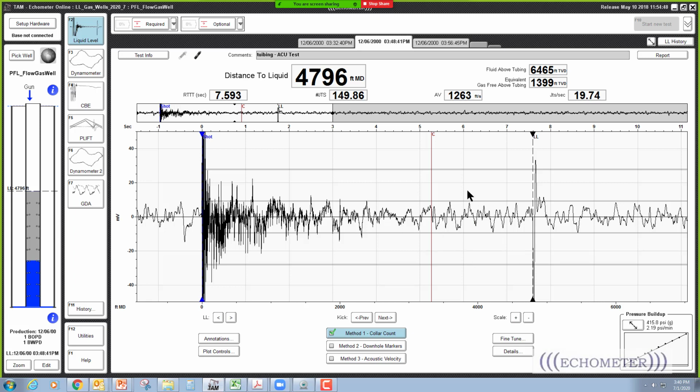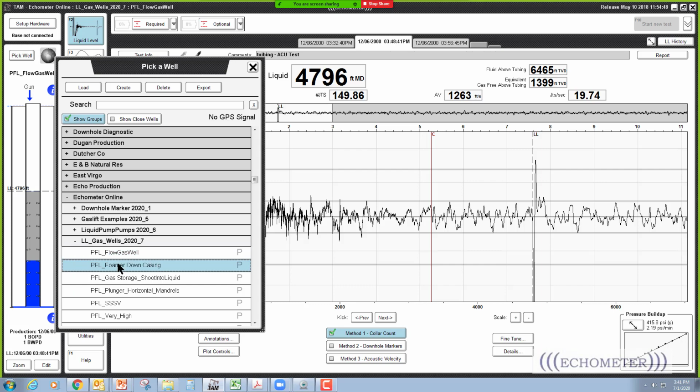We're just pushing the fluid level down as the pressure builds up, and we're actually measuring the change in pressure versus depth. And if it plots as a straight line, then it's probably a good gradient that we would use to estimate the gradient of the gaseous fluid column. All right, let's look at another well.